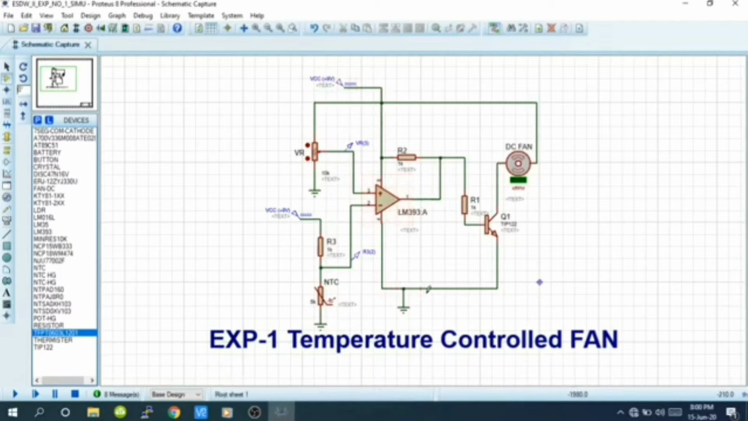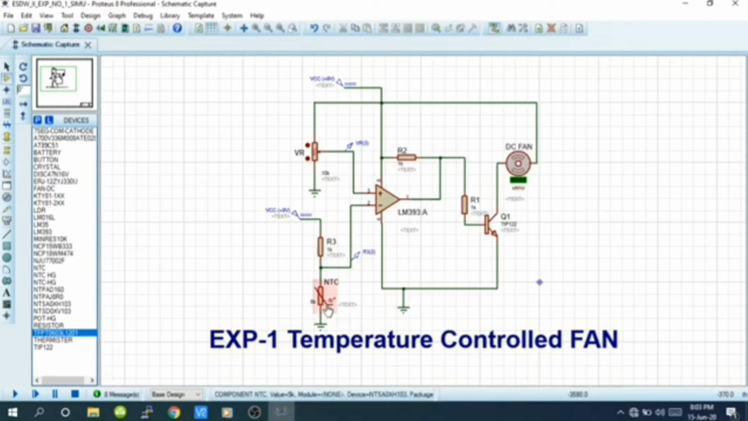These are the input and output specifications of the comparator. A comparator compares two voltage levels between pin 2 and pin 3. This IC LM393 works independently to provide its own output, but this circuit uses only one operational amplifier. An NTC thermistor is used: if temperature increases, resistance decreases. So as temperature increases, the resistance value decreases, and this voltage is given to the operational amplifier.